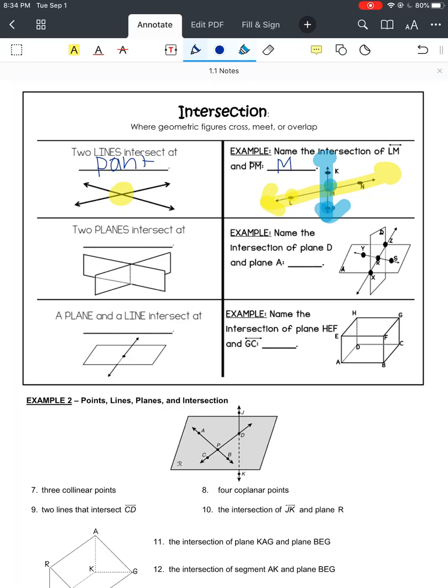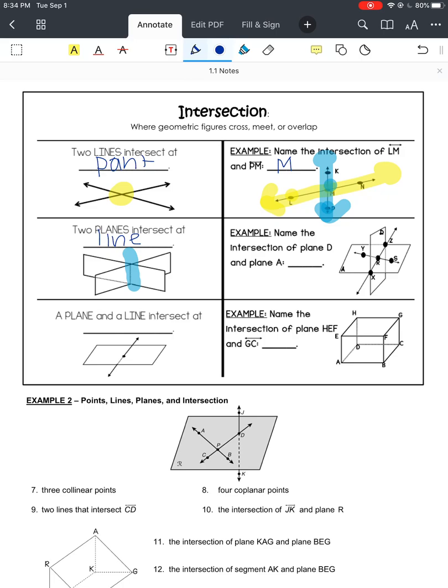Now, 2 planes intersect in a one-dimensional figure. What I just highlighted, hopefully to you that looks like a line. Think about how the ceiling and the wall meet. They don't just meet at one spot. They meet at many spots in a row. They meet at a line.